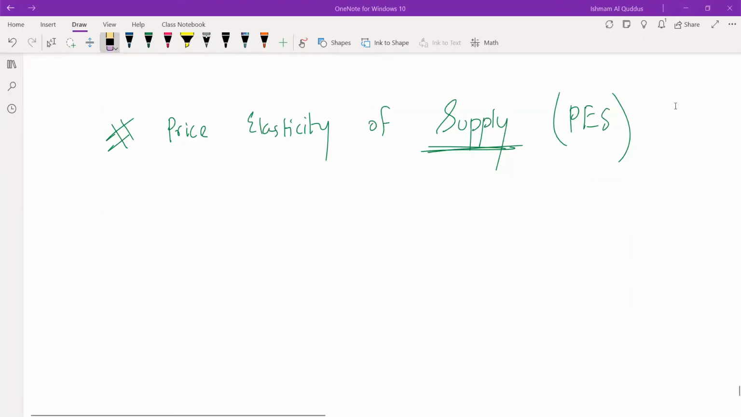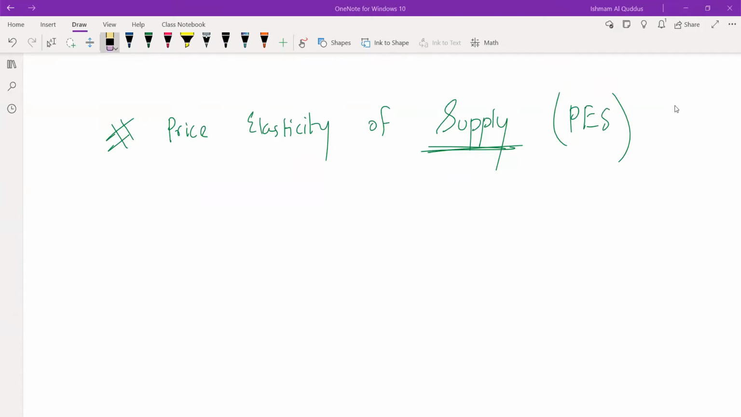Hi everyone. So now we are going to see the last type of elasticity that we are going to learn in Eco 101. So here, the last type is the price elasticity of supply, in short PES. By the name itself, it is quite evident that we are looking into the supply side now, whereas the topics that we discussed earlier looked into the demand side only.